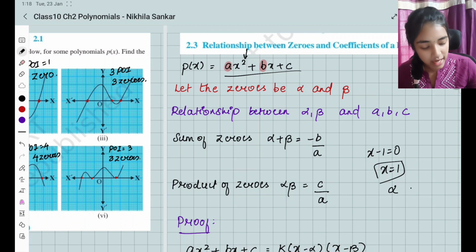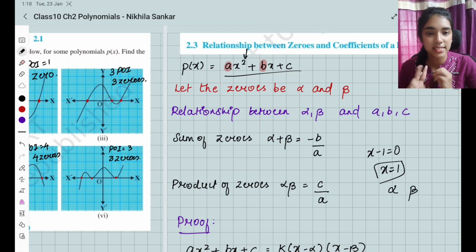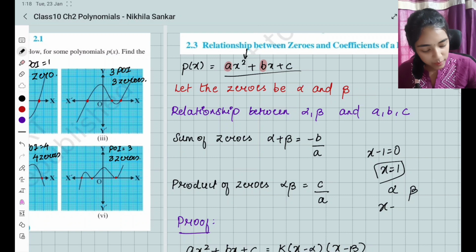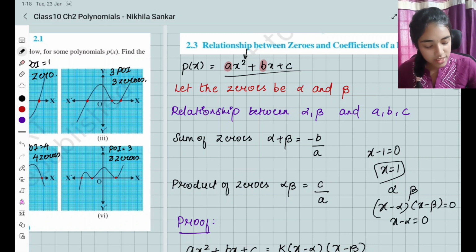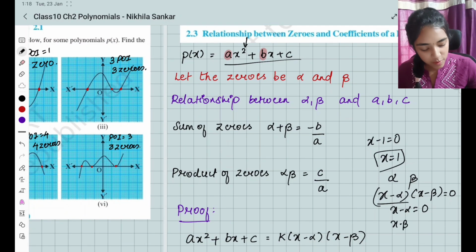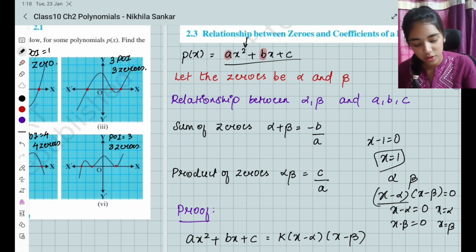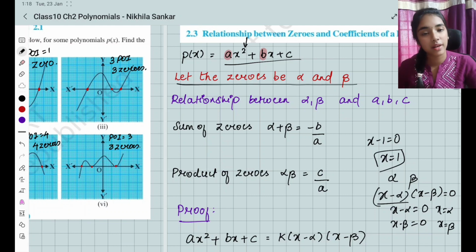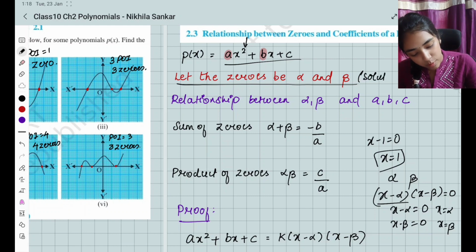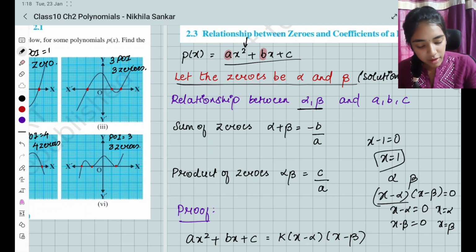Now how do we take the 2 zeros? We are going to take them as alpha and beta. Okay, these are the two zeros. So for example, if you have a quadratic equation, it is going to be x minus alpha times x minus beta. If this is equal to 0, you have x minus alpha equals 0, which is one case. The other case is x minus beta equals 0. So what are the zeros? x equals alpha and x equals beta. So we have taken that here: let the zeros be alpha and beta. What are alpha and beta? They are the zeros or the solutions. Understood? Keep in mind what zeros are. They are the solutions.